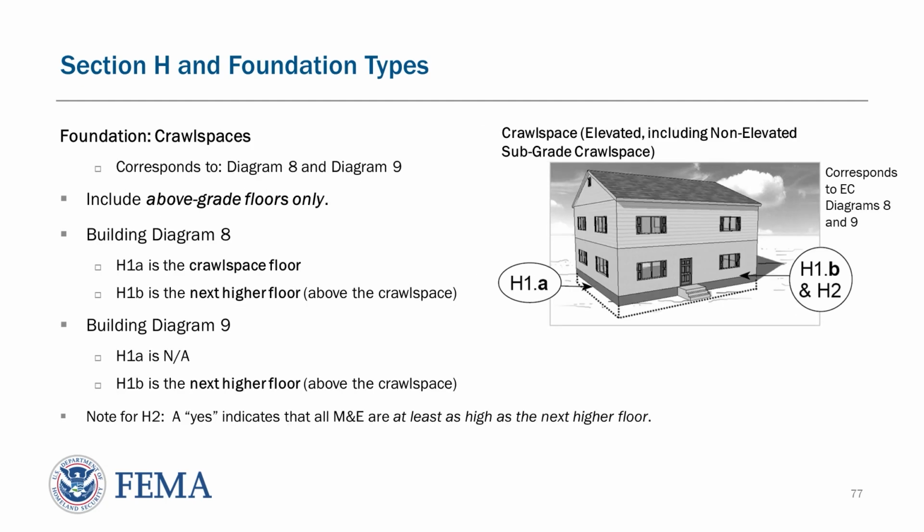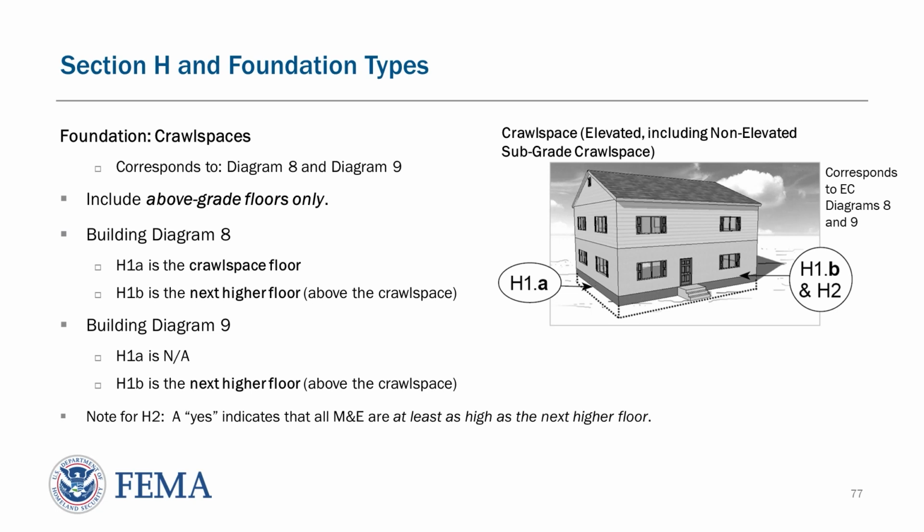For crawlspace foundations, there are 2 corresponding building diagrams, diagrams 8 and 9. Unlike the other foundation types, the approach to H1 is different for each diagram. For diagram 8, where the crawl space floor is at or above the lowest adjacent grade, H1A is the crawl space floor. For diagram 9, remember the three rules? Because the crawl space floor is below grade, we don't measure that floor. Enter NA in H1A and record the next higher floor in H1B. This is the same way we approach basement foundation types.